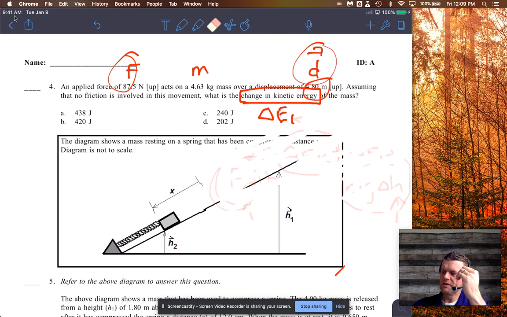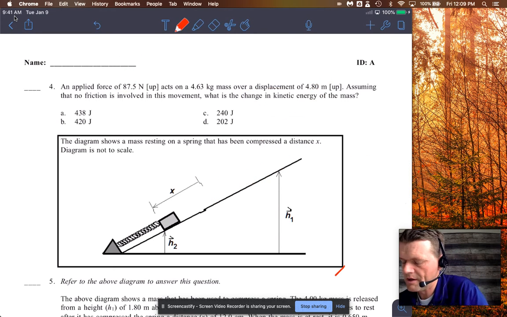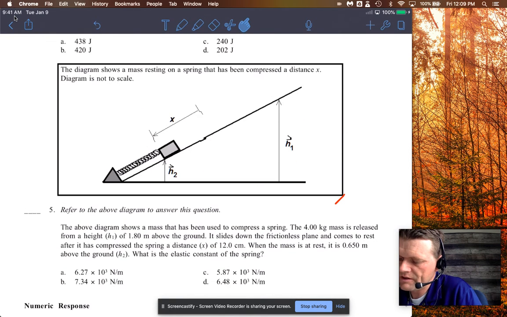Again, just pause this as you're going through it if you need to see that real slow. I'm just blasting through these. Number 5, this is a classic one because it's telling you information about this mass in 2 positions. It's released from height 1. And it does say it's a frictionless plane.